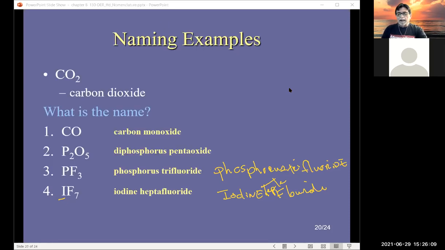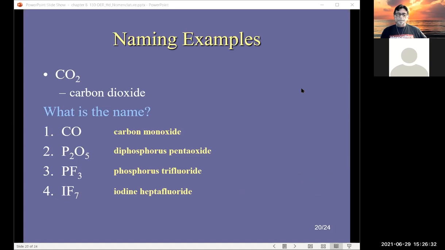So here, again, when you're given the formula, write the parent name and then go back and add the prefixes. Also, we can determine the oxidation state from the central atom. If you look at carbon, number 1, what do you think the oxidation state is for carbon monoxide? Could you calculate that? What is the oxidation state of carbon in carbon monoxide?